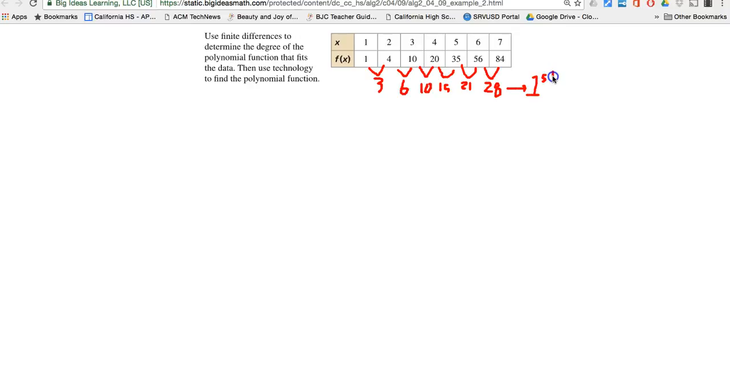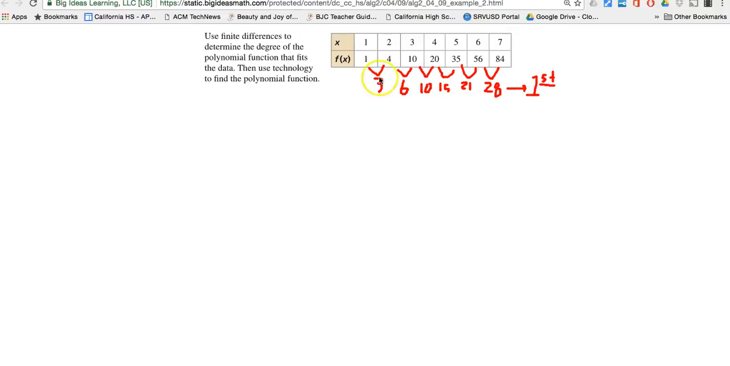Now, again, all we've done is take consecutive y values. If these y values weren't in order, these wouldn't be the differences. You have to take differences between consecutive points. So with finite differences, we keep repeating this process until we find a constant difference. Once we get to that constant difference, that will tell us what degree our polynomial function is.